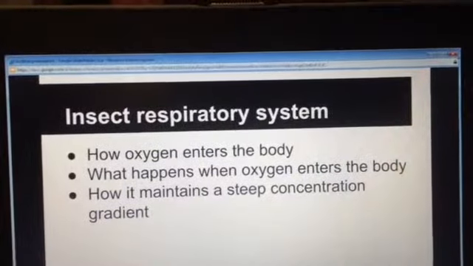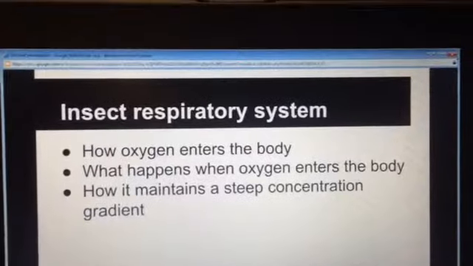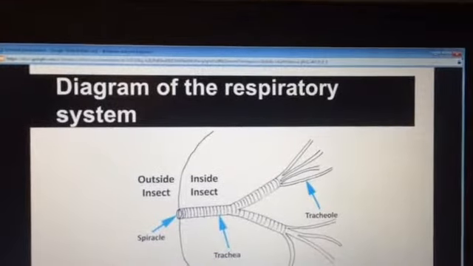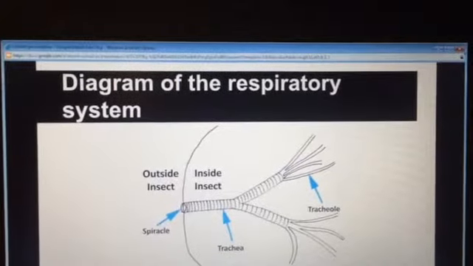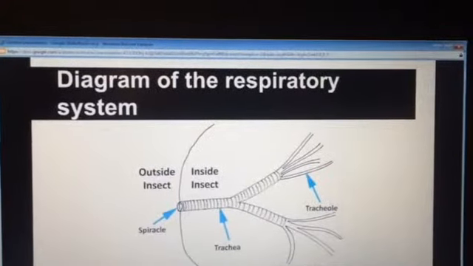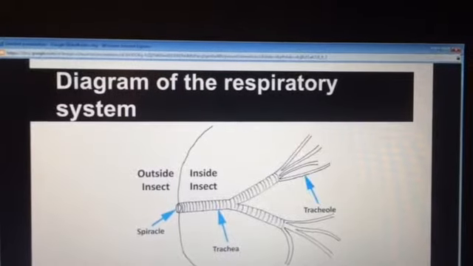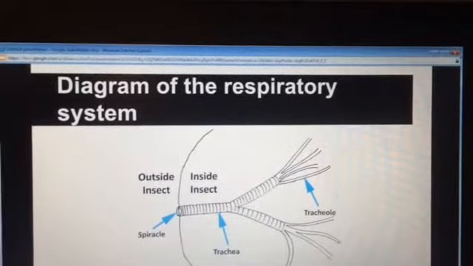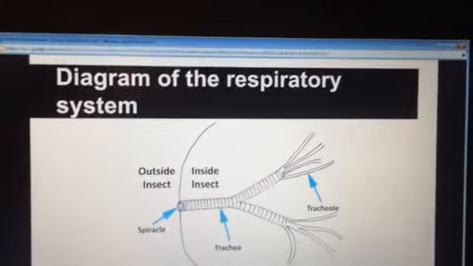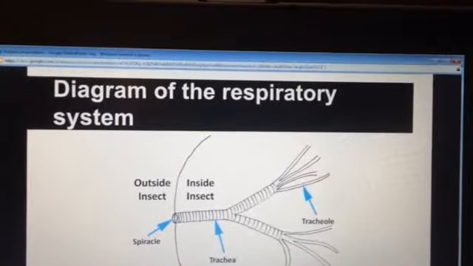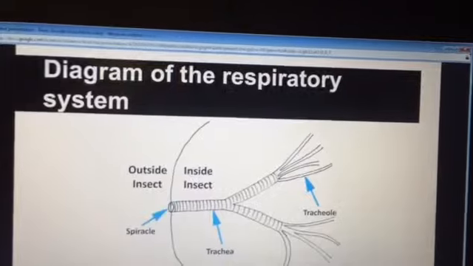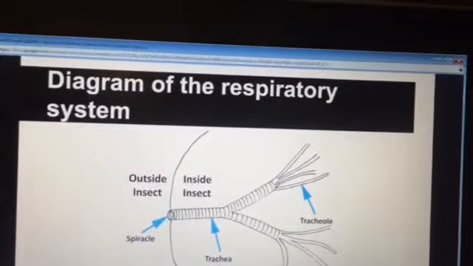What happens when oxygen enters the body? After passing through a spiracle, air enters a tracheal trunk, eventually diffusing throughout a complex, branching network of tracheal tubes that subdivides into smaller and smaller diameters and reaches every part of the body. At some point, the diameter of the tubes gets so small, the tubes become tracheoles.